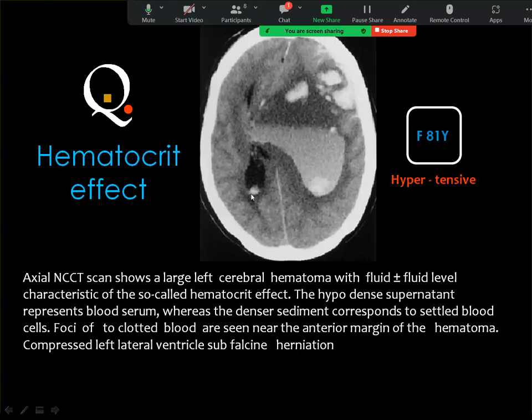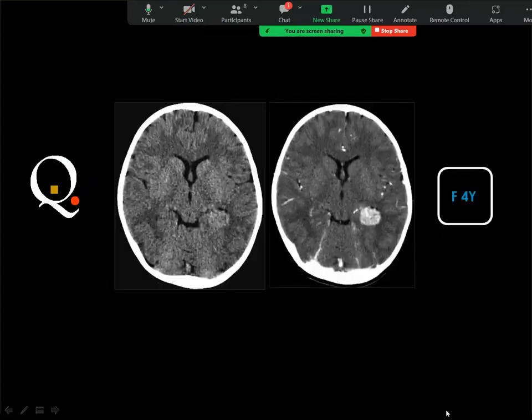Also, the hematoma can extend, of course, inside the ventricle, and this is known as the hematocrit effect, and is well known in many places in the body, like the peritoneum. When you got an intraperitoneal hemorrhage, there may be some sedimentation level also in the peritoneal recesses.